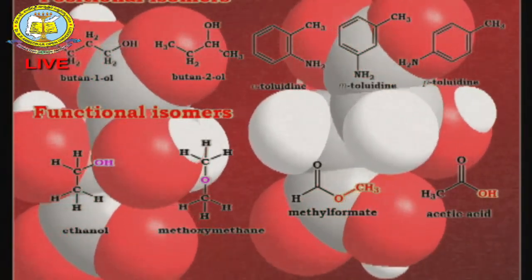Next, positional isomers. Here we take the functional group as the reference and its position. If you take 1-butanol and 2-butanol, the 1-butanol has the hydroxy group at the first position and 2-butanol has the hydroxy group at the second position. These are called positional isomers.